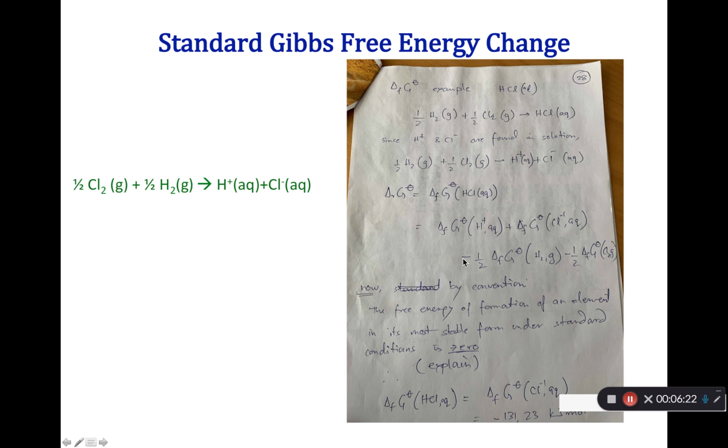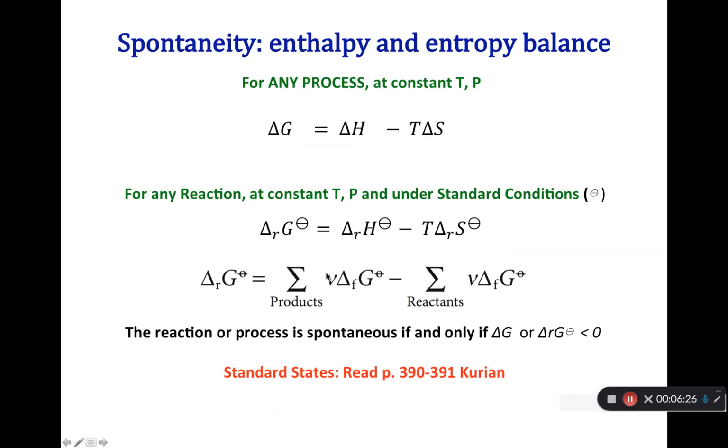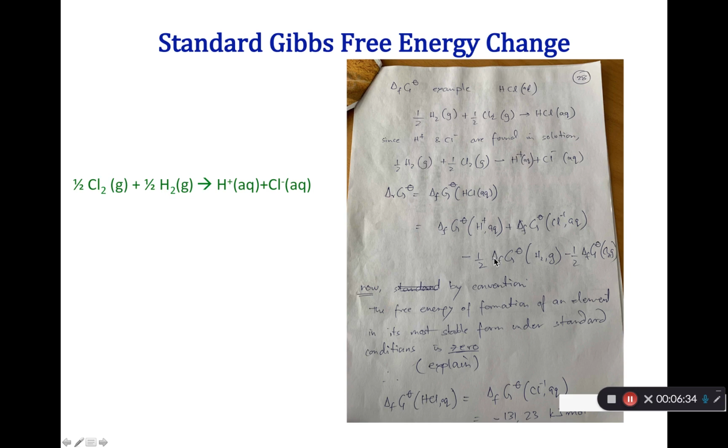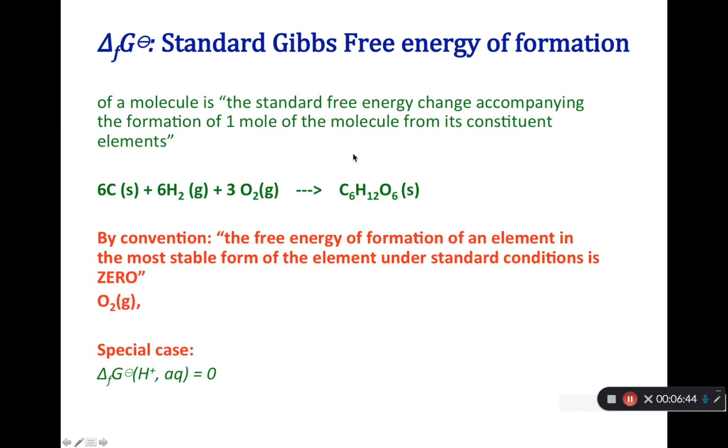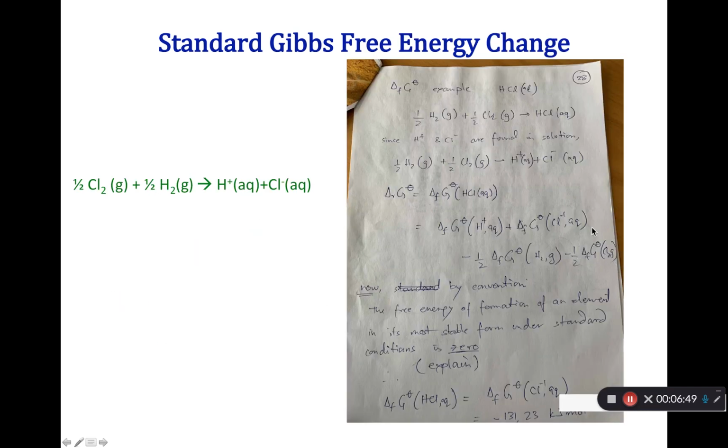On the right hand side, you have the reactants. And you notice this half here, this is the reaction coefficient nu shown in this, or to be more accurate here, under reactants. So half the free energy of formation of hydrogen gas minus half the standard free energy of formation of chlorine gas. By convention, the free energy of formation of an element in the most stable form is 0. So the last term falls off because it is the most stable form. The previous term also falls off. So these two terms are both 0 for the gases.